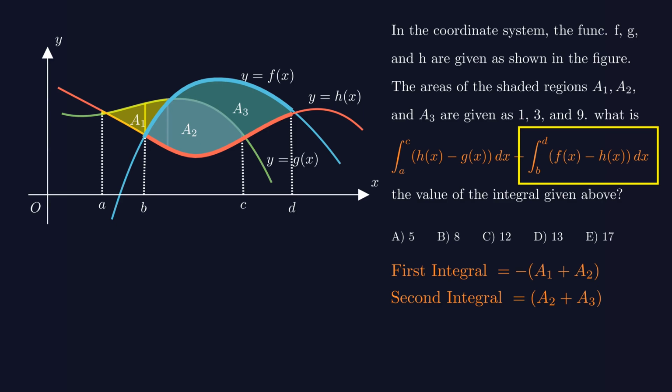On one side, we have minus a2, and on the other side, we have plus a2, which cancel each other out. What remains is a3 minus a1. We're told that a3 equals 9, and a1 equals 1, so the result is 9 minus 1, which is 8. The correct answer is option B.